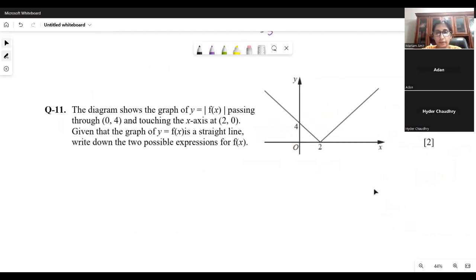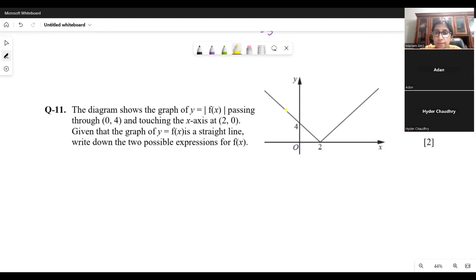I'm on 13. Okay, chalo, fine. The diagram shows the graph of modulus of fx passing through (0,4) and touching the x-axis at (2,0). Given that the graph of y equals fx is a straight line, write down two possible expressions for fx. So they are saying there are two functions of fx whose modulus graph we can see. There are two such functions whose modulus gives this given graph. So what are those two functions?